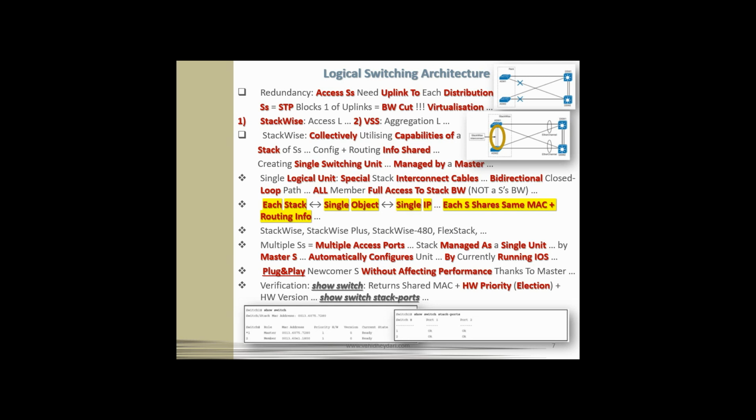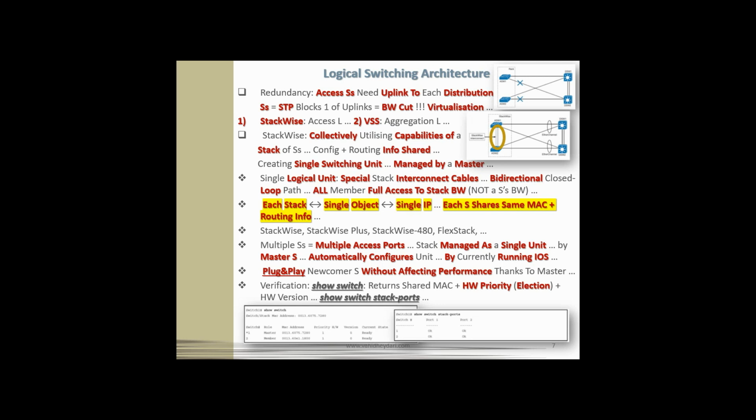To overcome some of these limitations, Cisco proposes virtualization solutions. And two virtualization solutions in particular we have here. Firstly, we see StackWise, and then we go to VSS. For now, remember StackWise is around the access layer module, and VSS is focusing on the aggregation layer module.